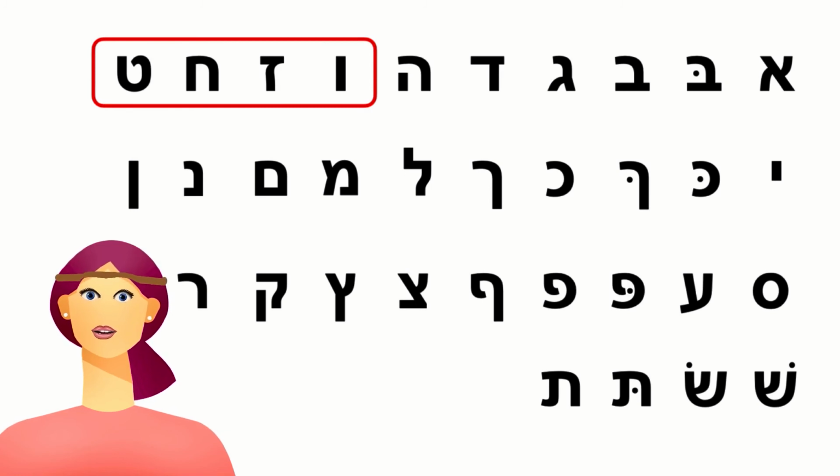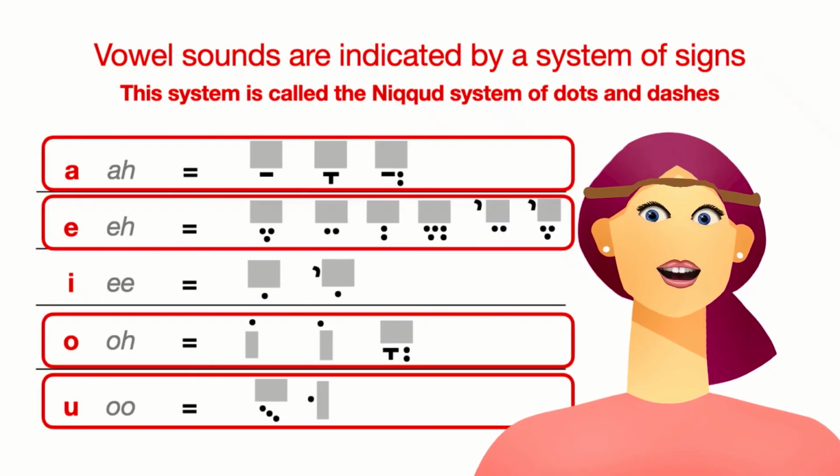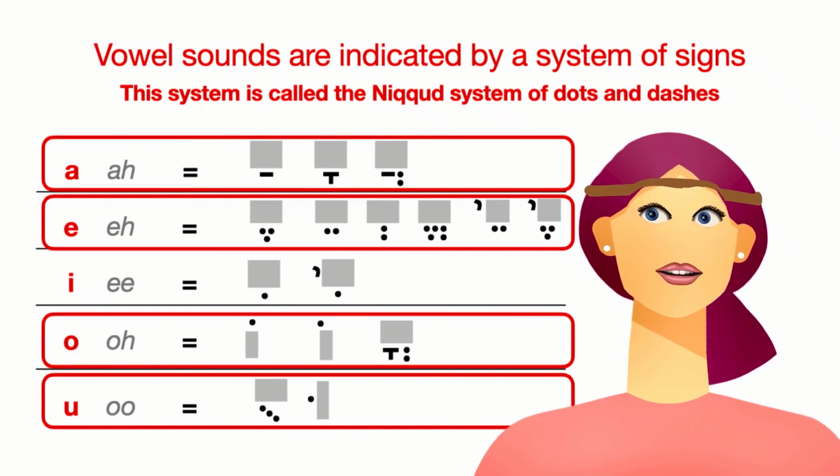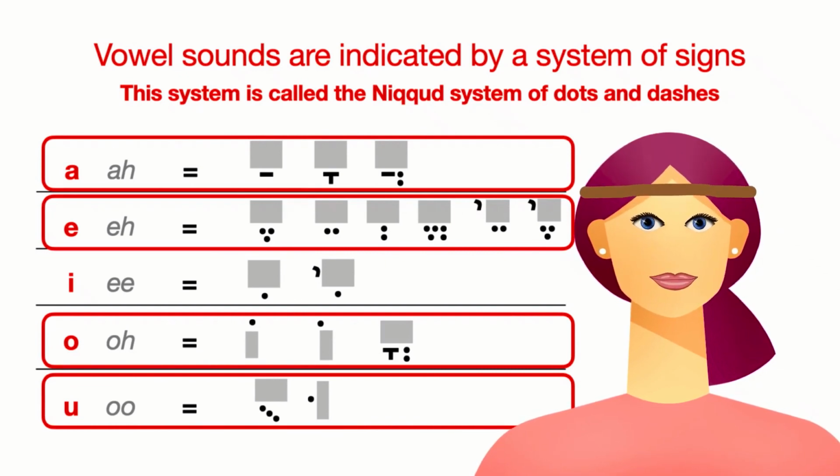Now you know these letters: Vav, Zayin, Chet, Tet. You also know more nikkud signs. You have reviewed the symbols for the vowel A. And you also saw nikkud signs for the vowels E, O, and U.